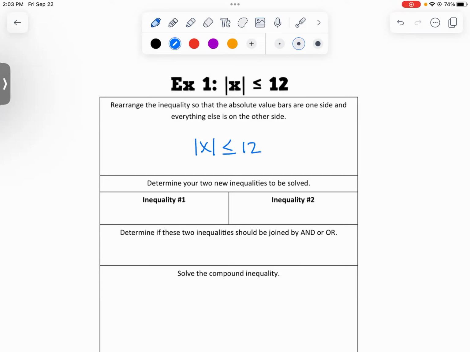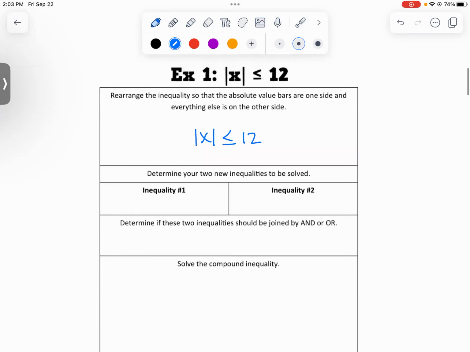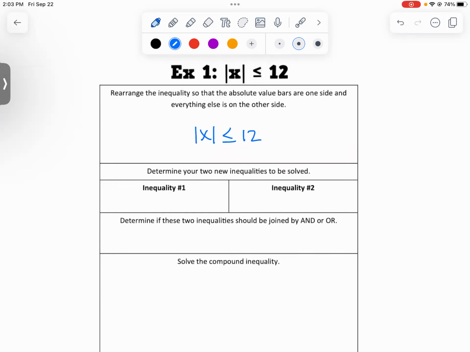Okay, so now what we're gonna do is we're gonna break this up into two inequalities. We're gonna remove the absolute value and keep the inequality as is, just with no absolute value. For the second inequality, we are going to switch the sign. So notice how the inequality sign and the positive negative sign switch.